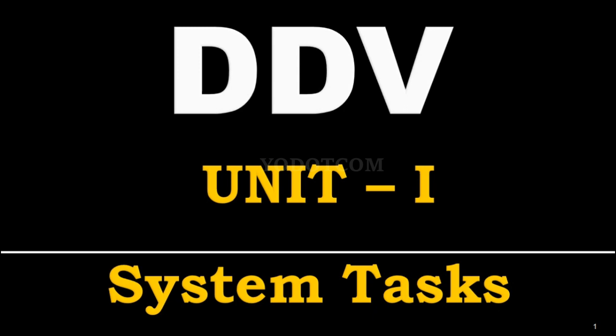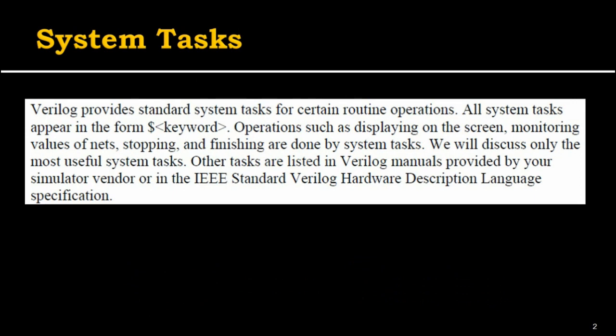In this session I am going to discuss DDV Unit 1, System Tasks in Verilog. What are the system tasks available in Verilog? I am going to discuss them one by one. First, what is a system task? Every operating system or every software has its own tasks or functions that are used for certain routine operations. All system tasks in Verilog appear in the format of a $ symbol and a keyword. Operations such as displaying on the screen, monitoring values of nets, stopping and finishing are done by system tasks.